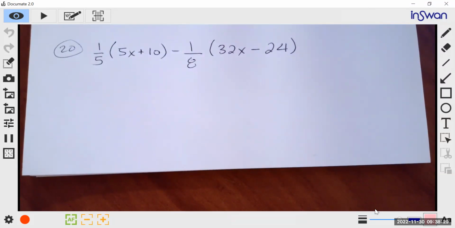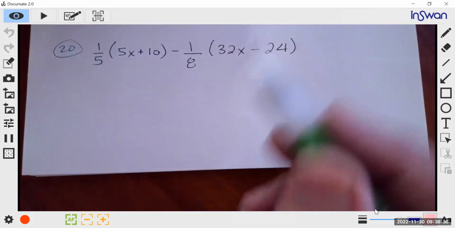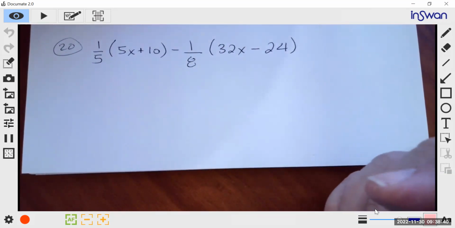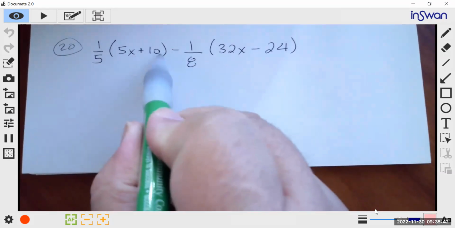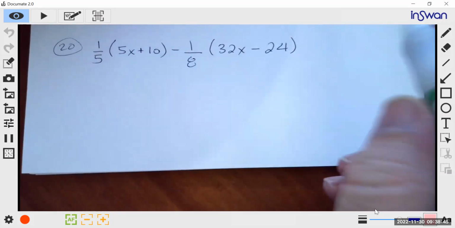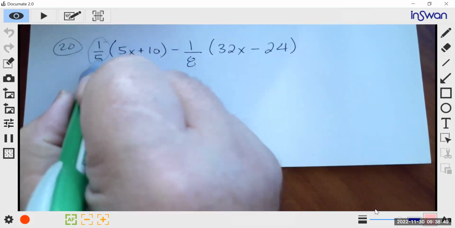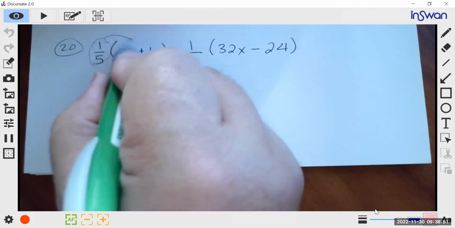All right, let's look at this one. We're asked to simplify. In other words, combine like terms. Can we do anything inside the parentheses? No, because that's an x. That doesn't have an x. That's an x. So we can't do anything inside parentheses, so we have to get rid of them. Multiply 1/5 times both of these numbers.